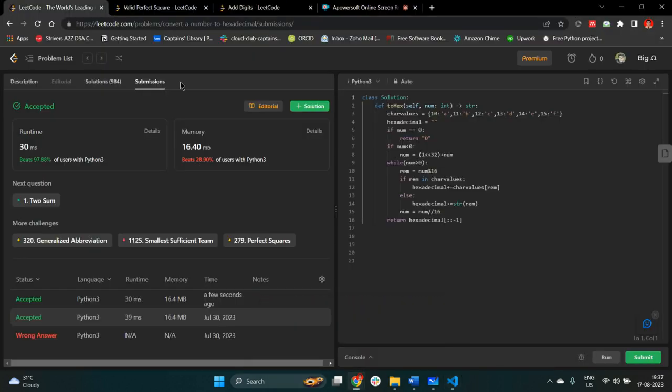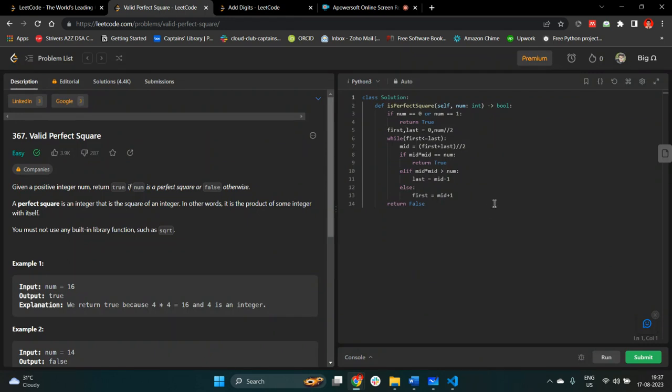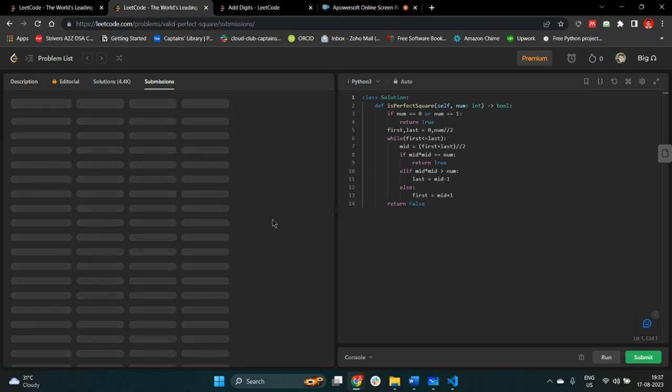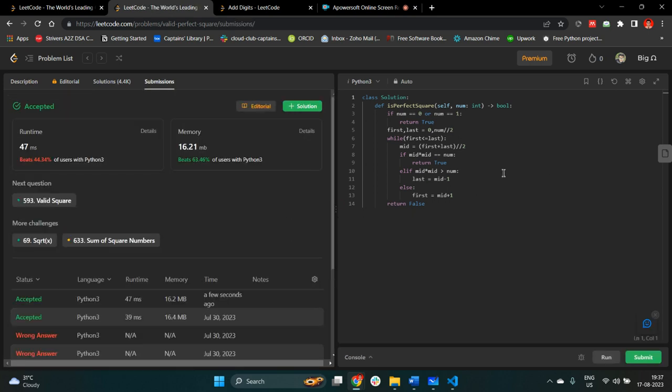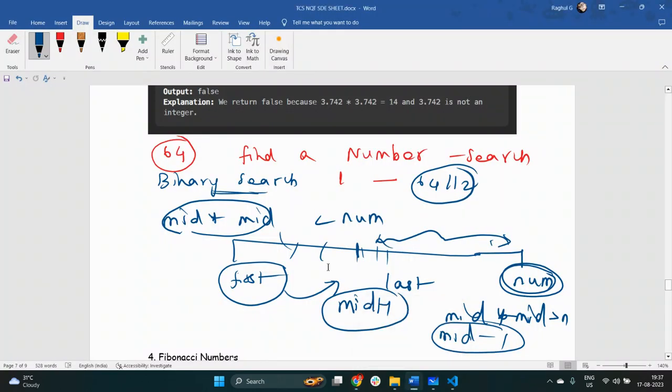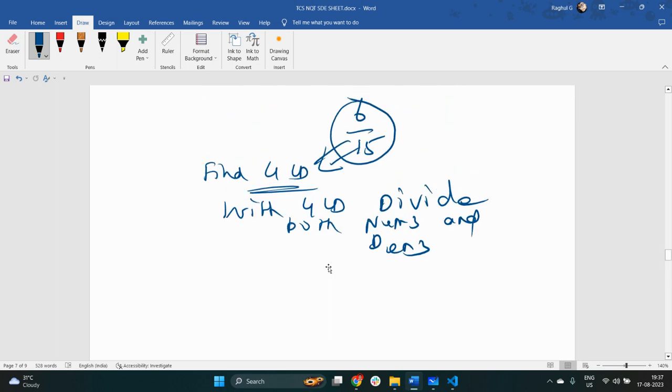Let's see what is being given in LeetCode. So the same thing I have typed. Let's submit it. Okay, so we have got the answer. So we are done with the second problem, which is the valid perfect square.